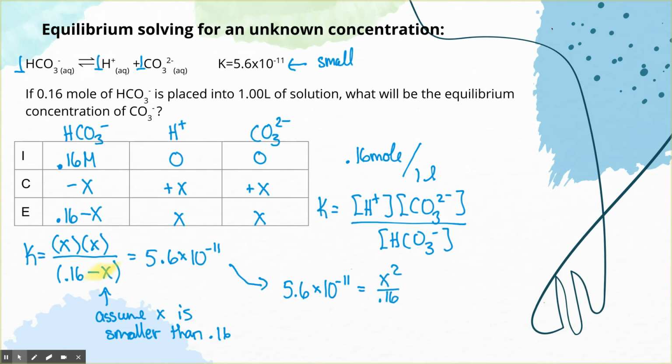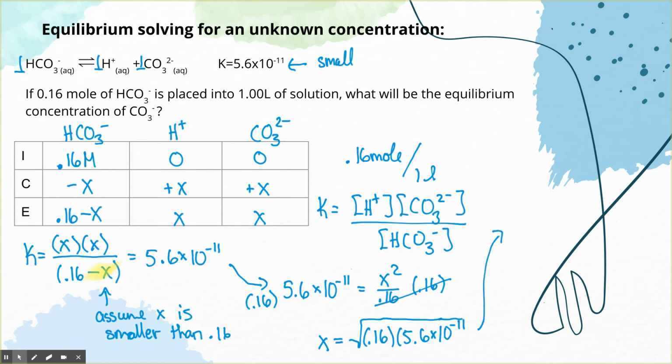Now, how do we solve? We multiply by 0.16 on both sides. That will multiply this by 0.16, and then we'll square root that, and then we'll get our answer. So x is going to be equal to the square root of 0.16 times 5.6 times 10 to the negative 11th. I'm going to plug that into our calculator right now: square root, then 0.16 times 5.6 E negative 11, and close our parentheses.